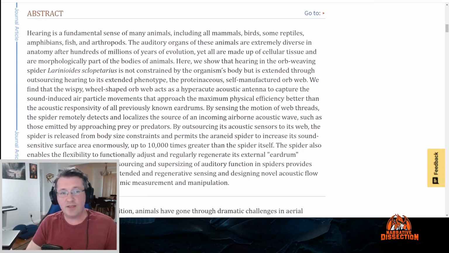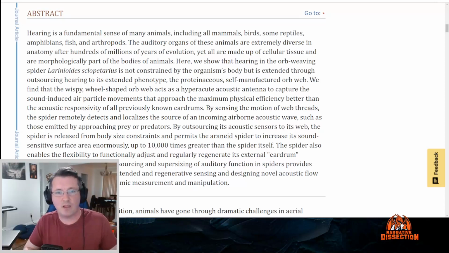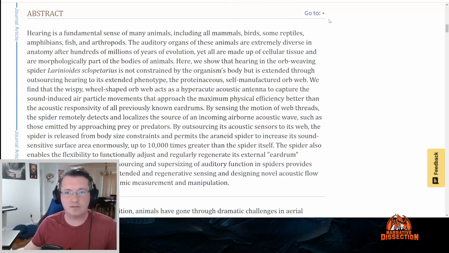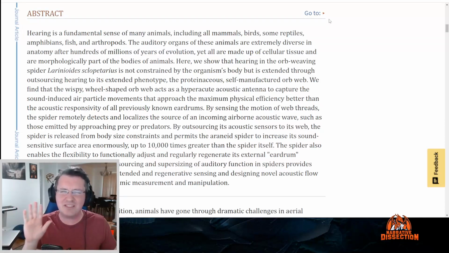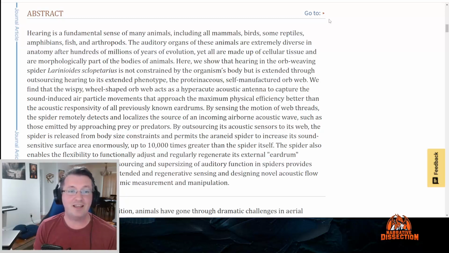Hearing is a fundamental sense of many animals. Great Earth statement right there. Nice general giving us the topic, including all mammals, birds, some reptiles, amphibians, fish, and arthropods. The auditory organs of these animals are extremely diverse in anatomy after hundreds of millions of years of evolution, yet all are made up of cellular tissue and are morphologically part of the bodies of animals.